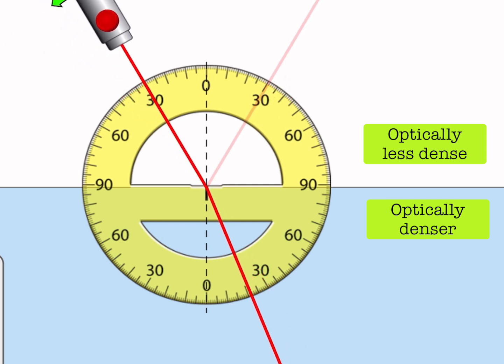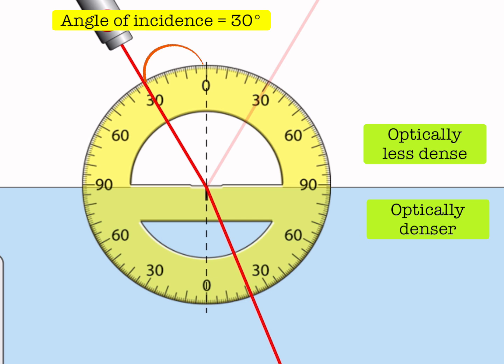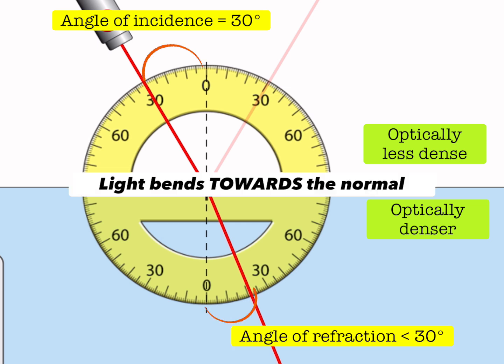So say my angle of incidence is 30. If it's traveling in a straight line out, then my angle of refraction should be 30 as well. But we can see that it's less than 30. So we can say that it has bent towards the normal.